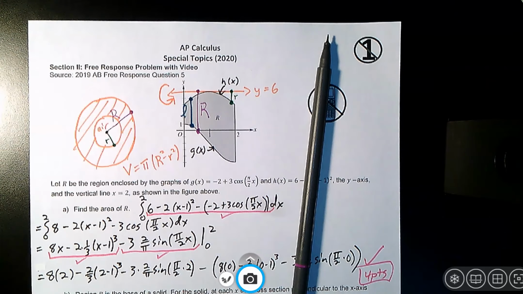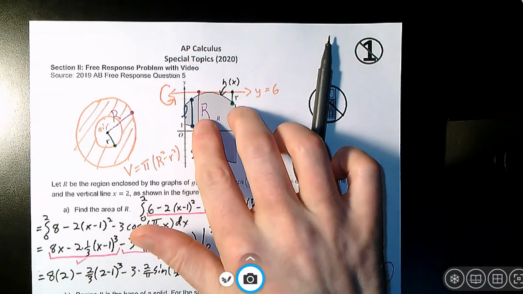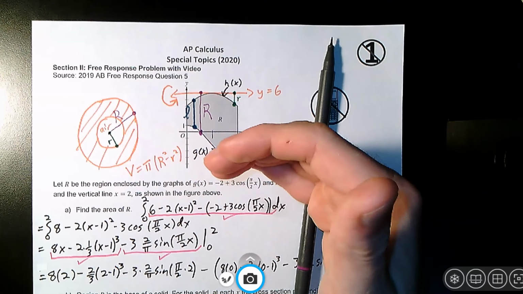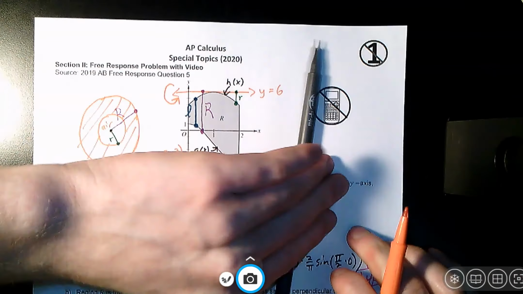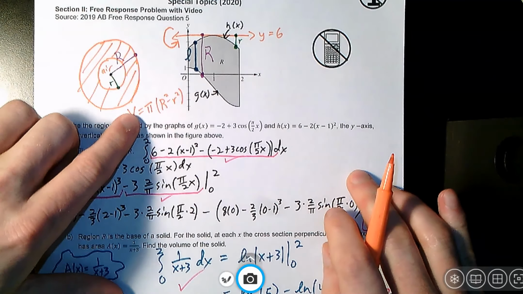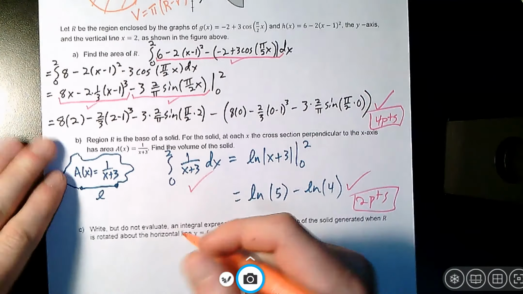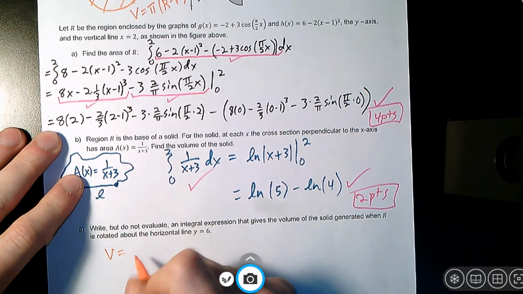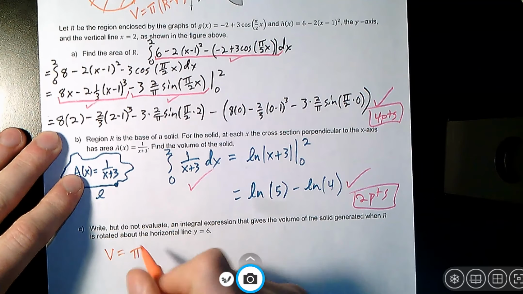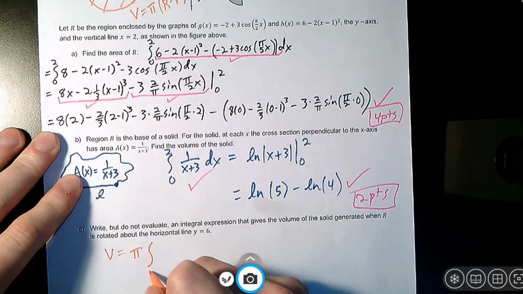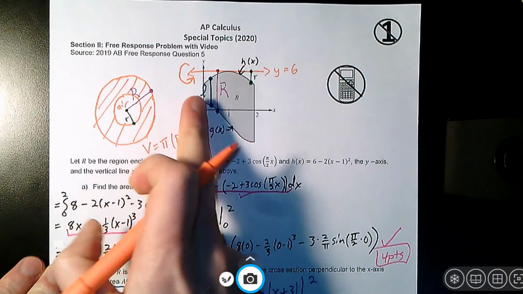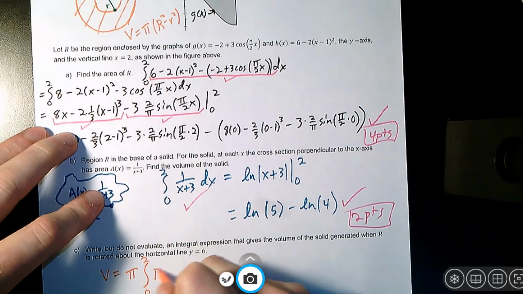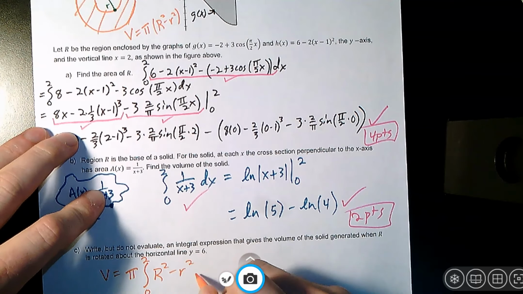All right. To find little r and big R, we're going to have to do top minus bottom. So let's see what that's going to end up looking like. Come on down to the bottom. We're going to use our formula from up here. So our volume is going to be equal to pi times the integral. Now we're integrating from x equals 0 to x equals 2. We want to go across the whole solid. And we're going to do big R squared minus little r squared dx.